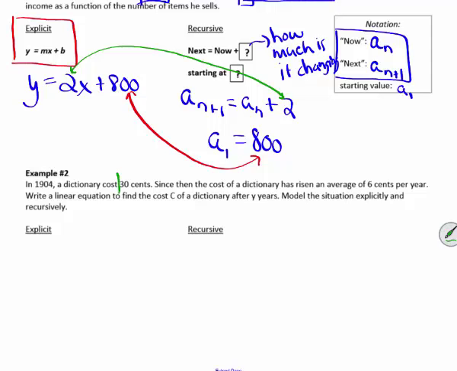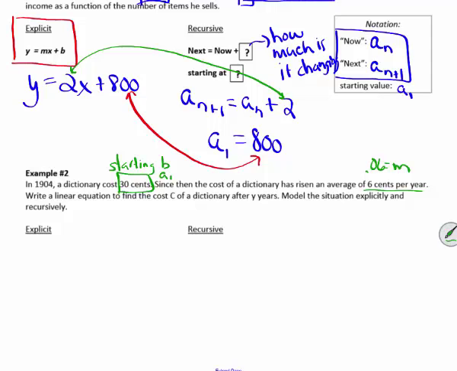Right? So right here, this is your starting point. We usually call that B. It would also be called A1. All right. Since then, the cost of the dictionary has risen an average of 6 cents per year. 6 cents, by the way, is written as 0.06. This is your slope. Right? That's how much it's changing.